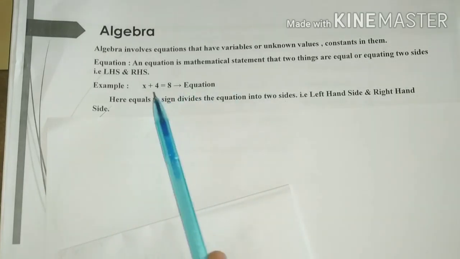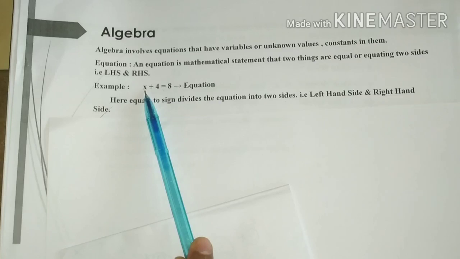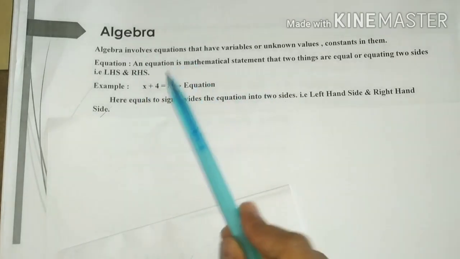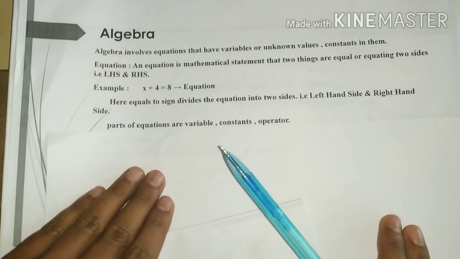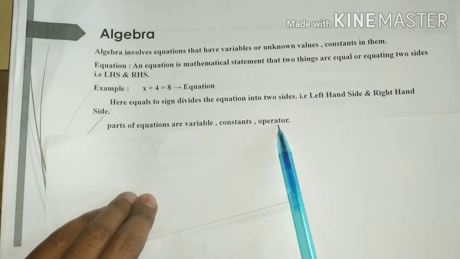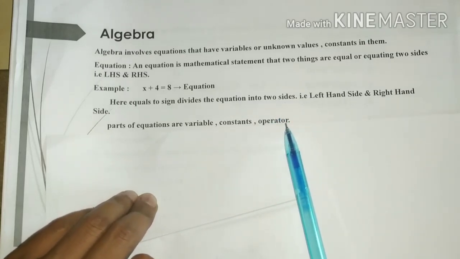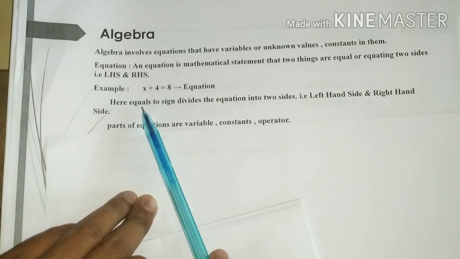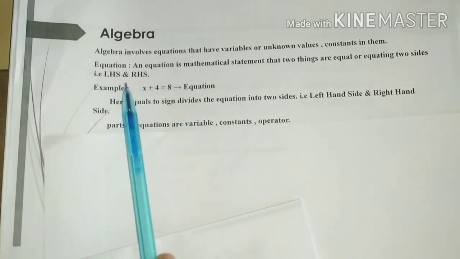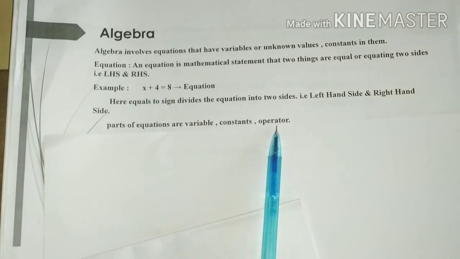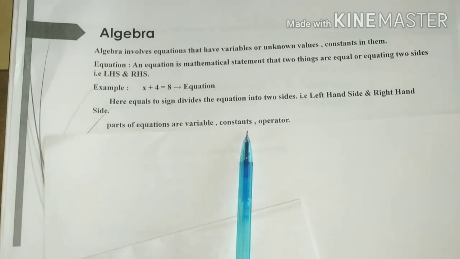Remember, in this equation x is the variable, 8 and 4 are the constants, and plus is the operator. These are called the parts of an equation: variable, constants and operator. Operators you know: plus, minus, into and division. That's why variable, constants and operators are the parts of an equation.